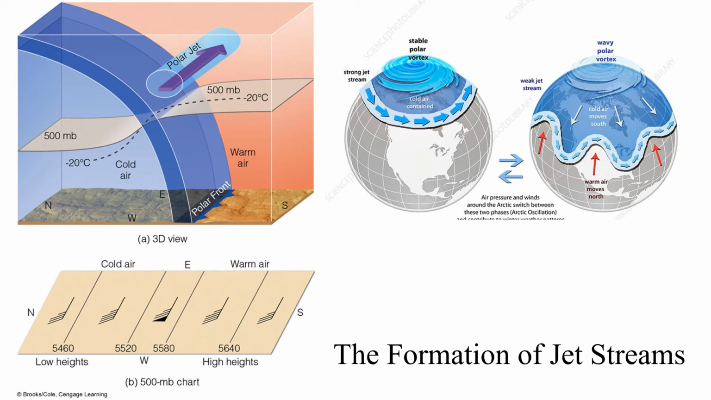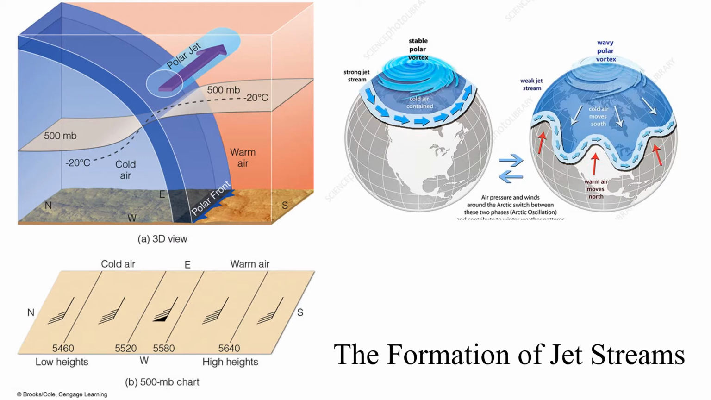So the formation of jet stream, the ultimate cause of jet stream is the energy balance that exists between high and low latitude. So how does that happen? First, there are two types of jet stream we usually talk about. Number one is polar front jet and number two is subtropical jet. So first, the polar front jet.